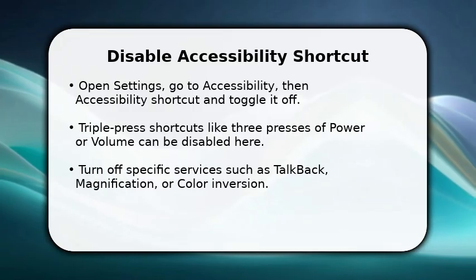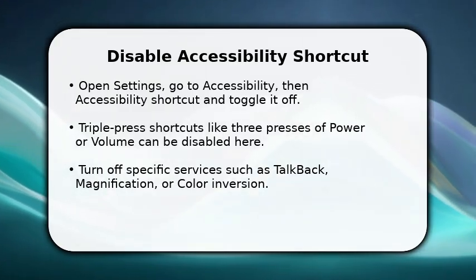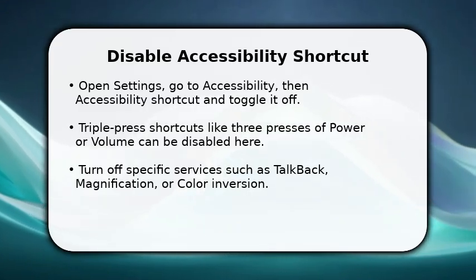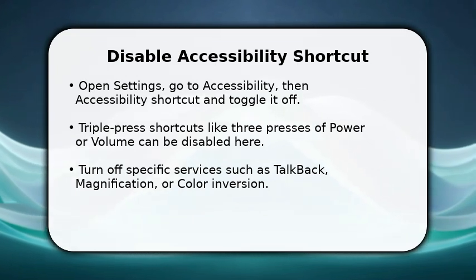If a triple press is assigned, toggle the switch to off to disable the shortcut. Confirm the change by pressing back or home to return to your home screen. This stops accidental activation from quick button presses.